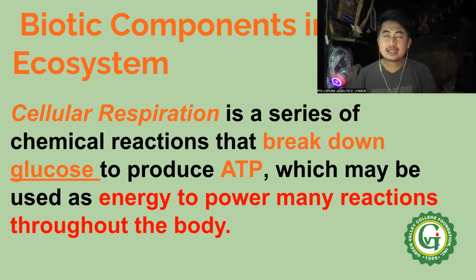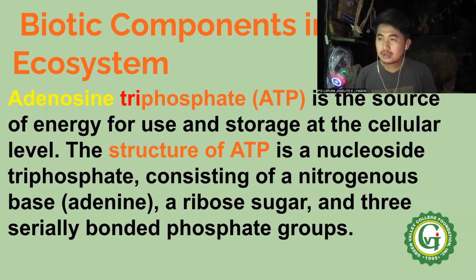Now, again, ang cellular respiration is a process involved in your consumer. This is, of course, to break down glucose kasi hindi readily nagagamit ng body yung glucose to produce ATP. Yun yung ATP na ginagamit natin sa cell. Sa cell level, yun yung ginagamit ng katawan natin in order to carry out its functions such as brain activity, muscular contraction, etc., etc. Now, your ATP, it is also known as the adenosine triphosphate, the source of energy for use and storage at the cellular level.